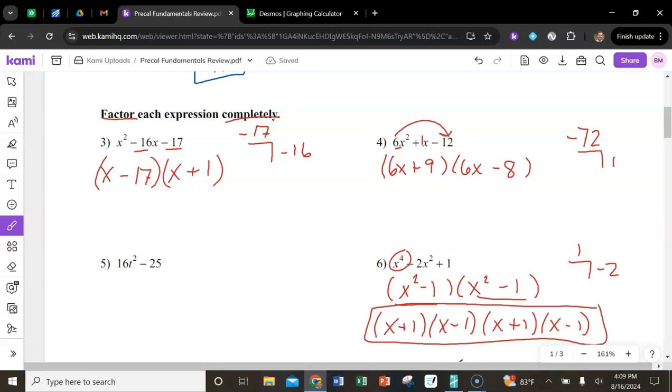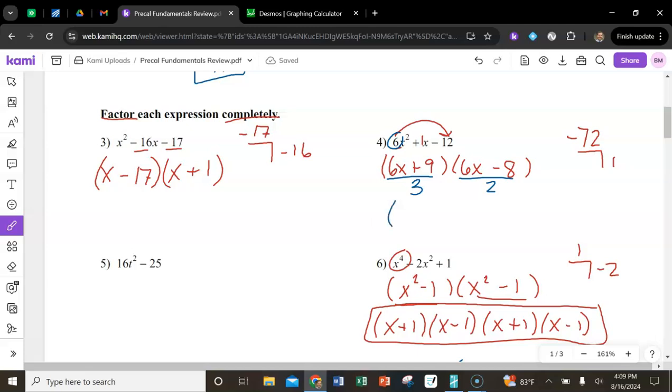Do not leave your answer like that, because if you FOILed that out, you would not get what we started with. So when you do factoring and that lead term is not 1, you do need to reduce. Sometimes both of these reduce, but one of them definitely will. But you need to reduce if they reduce. And in this case, both of them do reduce.